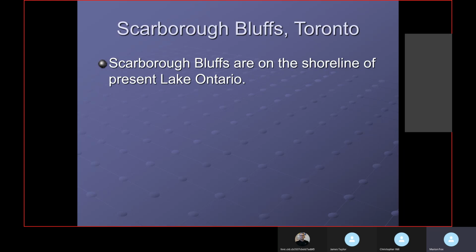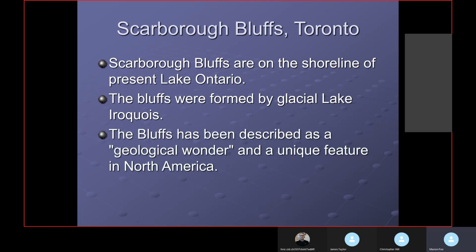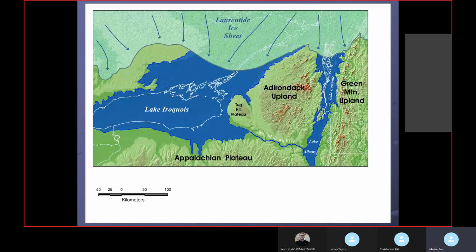Scarborough Bluffs are on the shoreline of the present Lake Ontario. The bluffs are formed by glacial Lake Iroquois. Bluffs have been described as a geologic wonder. These bluffs have a unique feature in North America. So here's your Lake Iroquois, and that's where it was, right here. This is Lake Albany. This is out of the state of New York. We've looked at the Laurentide ice sheet and that formation at that time.